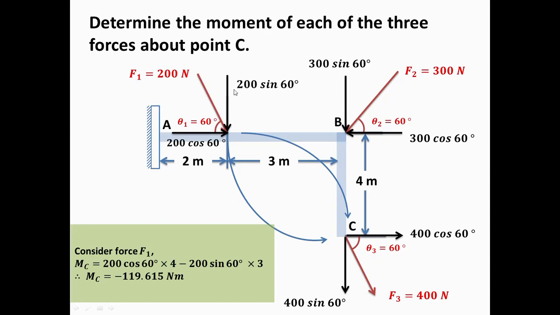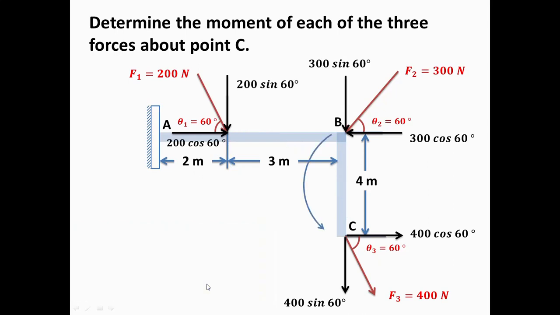As this force is a vertical force, we have to take into consideration the horizontal distance about point C, that is 3. By making the calculation, we get the moment about point C as an anti-clockwise moment, because it is negative, of minus 119.615 Newton meter. The force is in Newton and the distance is in meter, so the unit of moment is Newton meter.